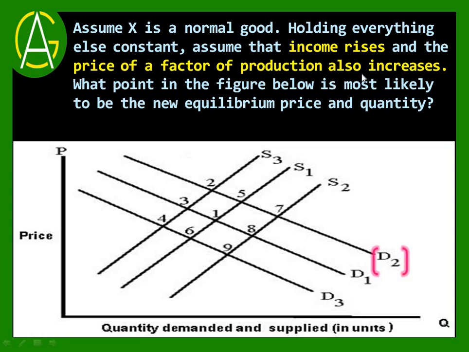When the prices of factors of production increase, it is going to increase the cost of production. And when the cost of production increases, production will decrease. As a result of the decrease in production, the supply will decrease. So we find a new supply curve S3. At the point of intersection of D2 and S3, we find point 2. So point 2 is the answer to this particular question.